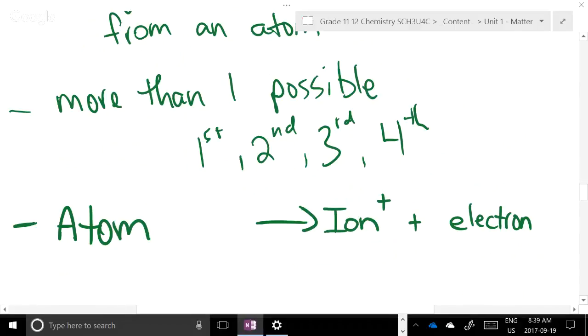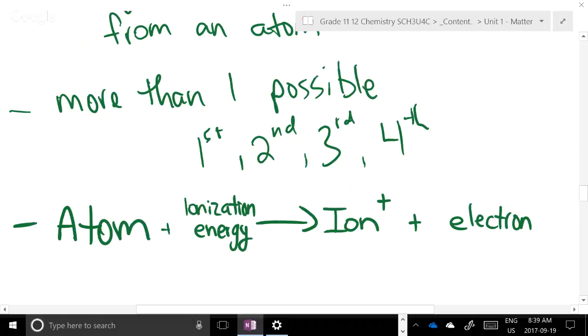But to make that happen, to snatch an electron away, what do we have to do? Yeah, we have to give it energy. And specifically, we have to give it what we call ionization energy. Yeah, I can spell. Good.